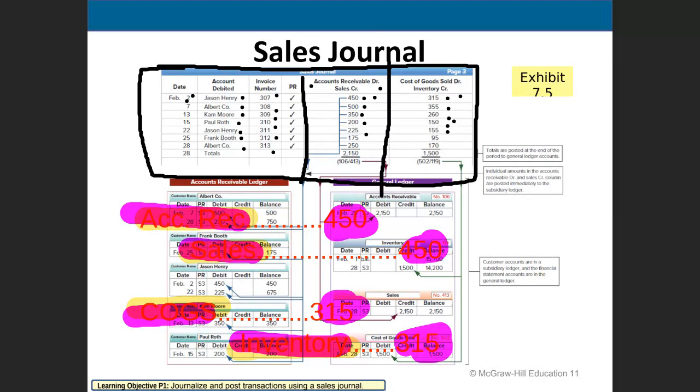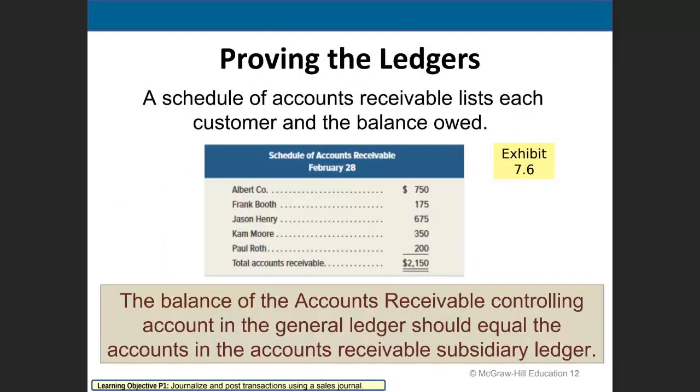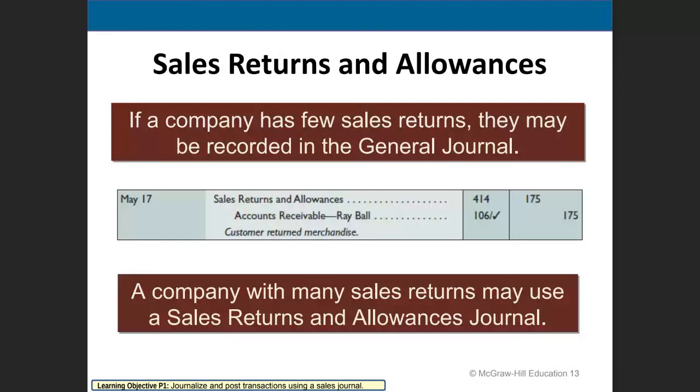Okay, is it clear how to use the sales journal and why it is simplifying, or how it simplifies accounting? Okay. Now let's just go to another journal.